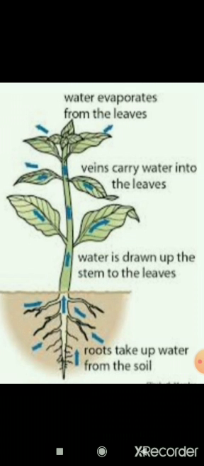What is transpiration? The process of water passing out from the surface of a plant or leaf. This is called transpiration. When the trees are cut down, the amount of water vapor released decreases and hence there is a decrease in the rainfall.